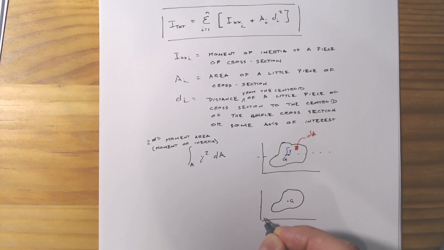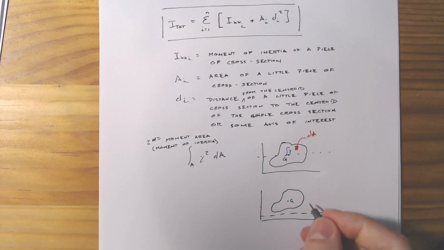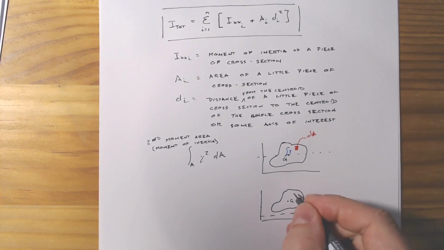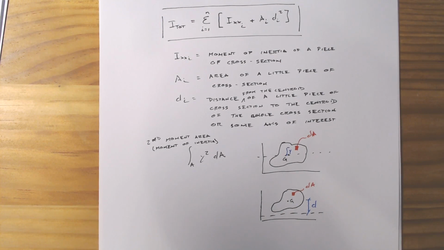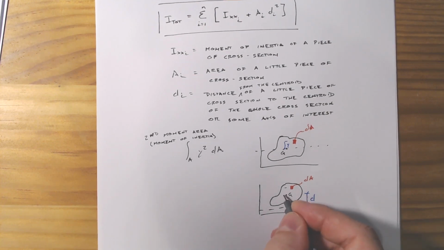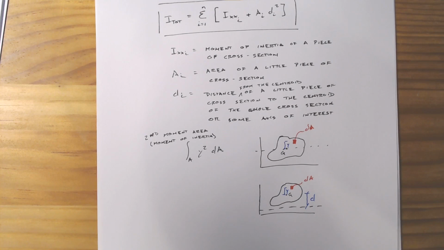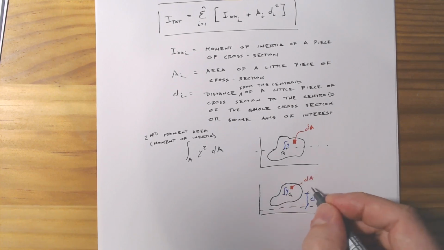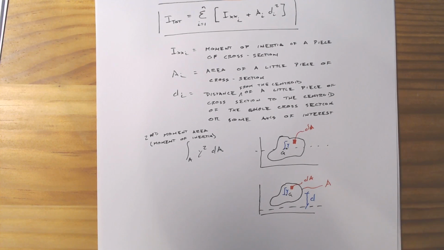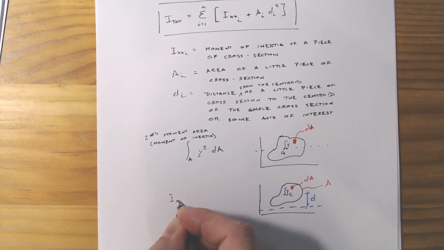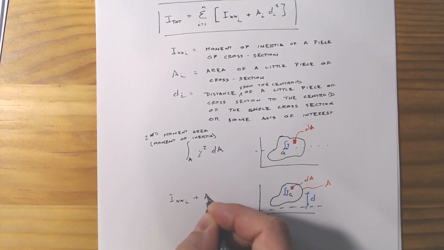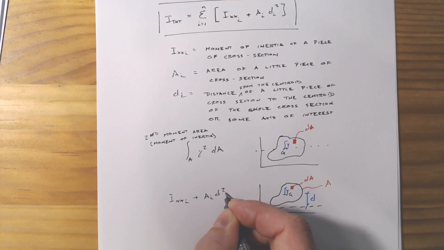But if we want to go around some axis that's not the centroid, so this is G, and we want to come around some axis down here, well, this will be some d. We still have this little dA. It still has its own little distance y. But this whole bit has some total area A. And so this is where you can think of I equals I xx plus A sub i d sub i squared.